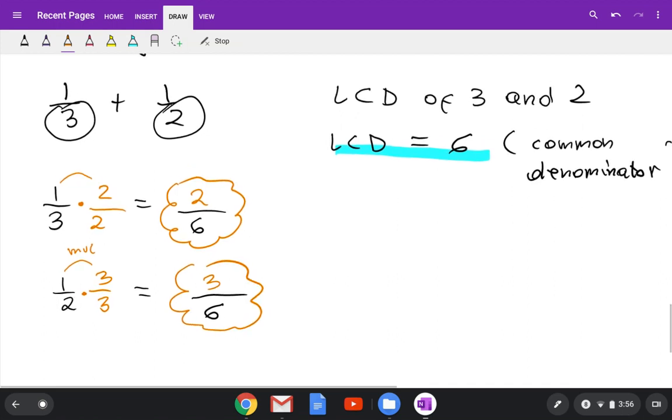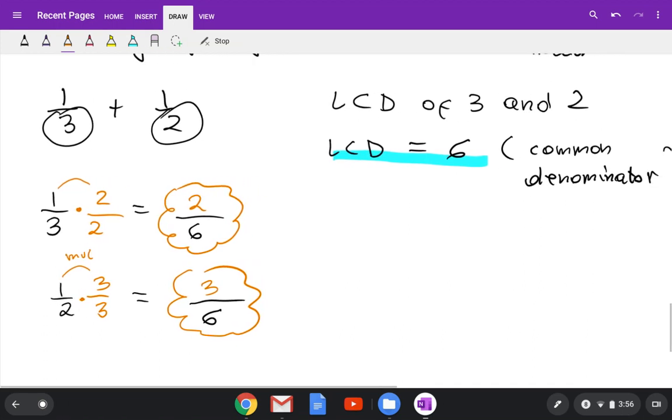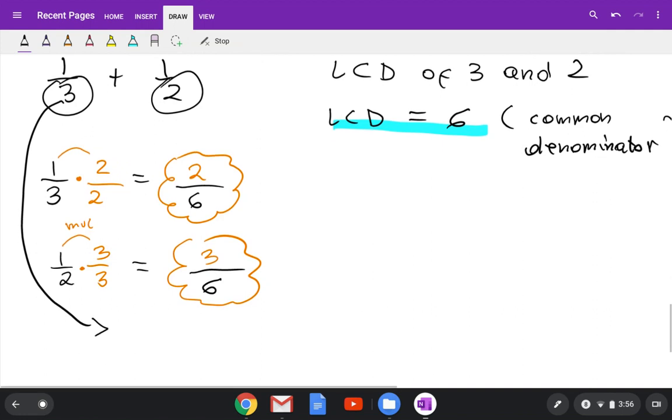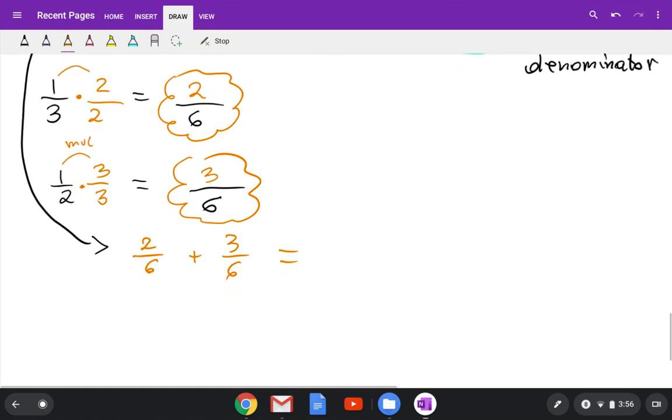So now we're going back to the fractions. So we have 1/3 plus 1 half, which is the same as 2 over 6 plus 3 over 6. Now we have a common denominator, which is 6. Copy 6 once and add numerators, and that will give you 5 over 6.